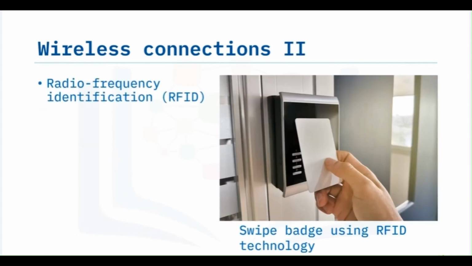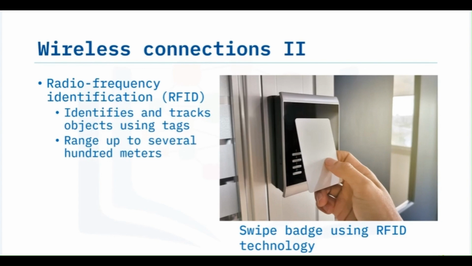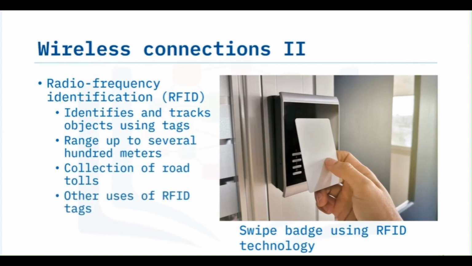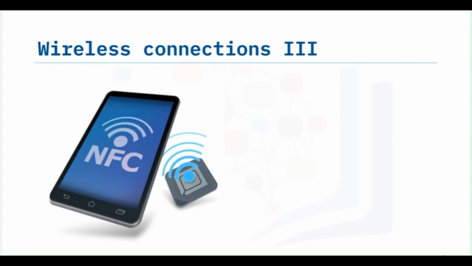Radio frequency identification, or RFID, is used to identify and track objects using tags. RFID devices can operate over several hundred meters. RFID is used in the automatic collection of road tolls through tags affixed to vehicle windshields. Other uses of RFID tags can include implanting them in pets and livestock to enable easy identification, tracking pharmaceuticals through warehouses, preventing theft, and expediting checkout in stores.